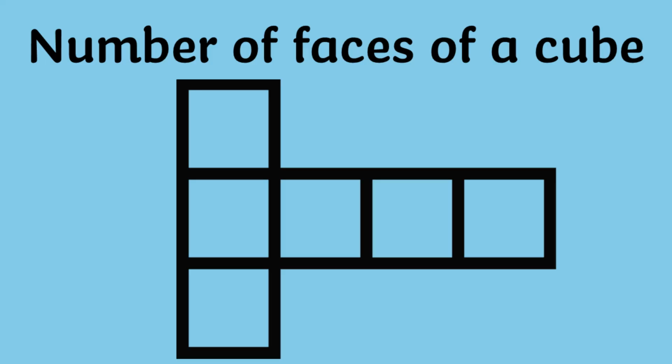We can count how many faces a shape has simply by counting the shapes of the net. 1, 2, 3, 4, 5, 6. Our cube has 6 faces.